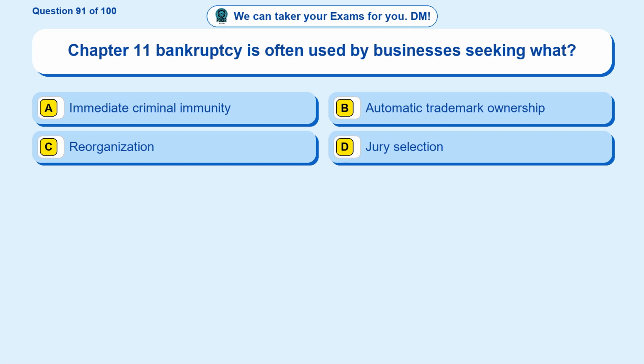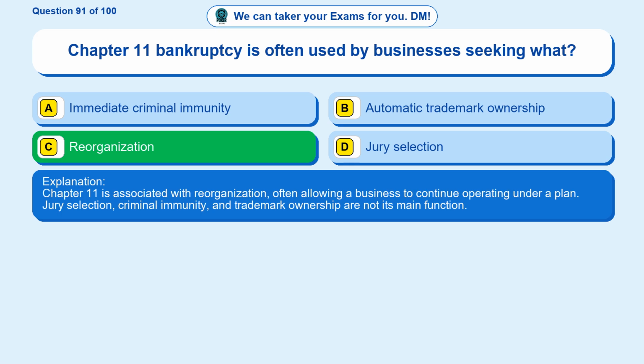Question 91. Chapter 11 bankruptcy is often used by businesses seeking what? Option A. Immediate criminal immunity. Option B. Automatic trademark ownership. Option C. Reorganization. Option D. Jury selection. The correct answer is option C. Reorganization. Chapter 11 is associated with reorganization, often allowing a business to continue operating under a plan. Jury selection, criminal immunity, and trademark ownership are not its main function.